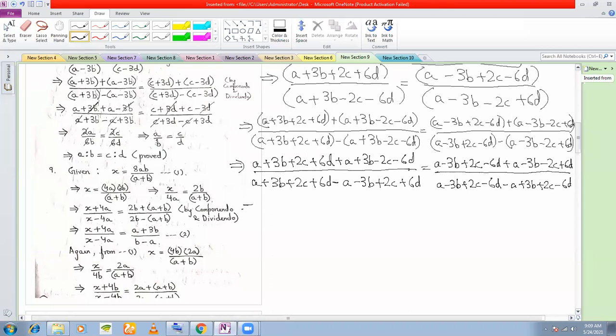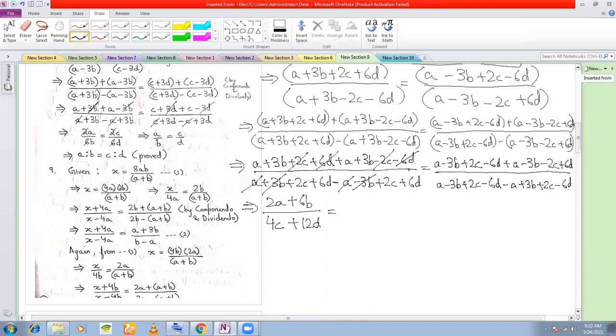Okay, now we cancel on both sides. From the numerator and denominator, we see what all cancels. So you have plus a and a plus a, which will give you 2a. You have 3b and 3b, which will give you 6b. You have a plus 2c and a minus 2c cancelling. Also you have a plus 6d and a minus 6d cancelling. And in the denominator, you have a plus a and a minus a cancelling, plus 3b and minus 3b cancelling. You have 2c plus 2c equal to 4c, and you have 6d plus 6d equal to 12d.